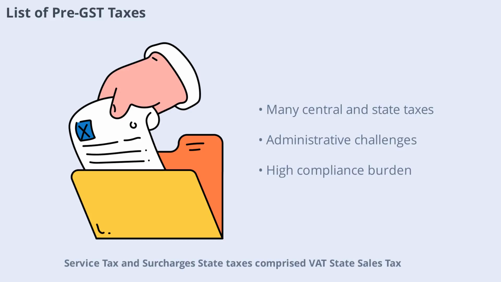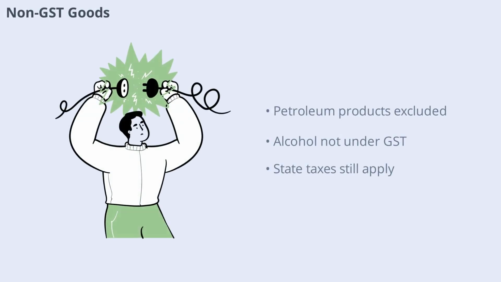State taxes comprised VAT, state sales tax, purchase tax, entertainment tax, luxury tax, entry tax, and more. This multitude of taxes created administrative challenges and increased the compliance burden for businesses, especially those operating across state borders. Not all goods are covered under GST.